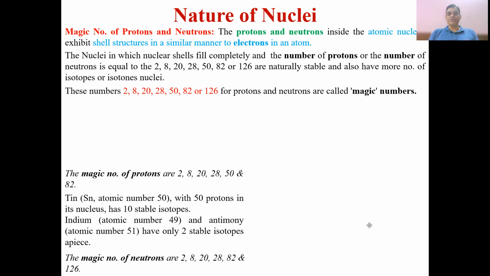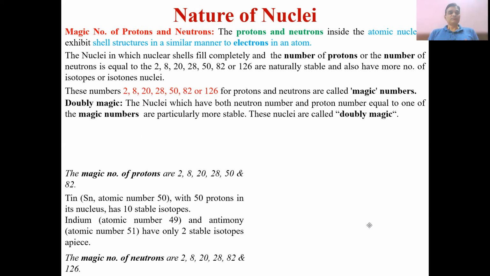Similarly, the magic numbers of the neutrons are 2, 8, 20, 28, 50, 82 and 126. Collectively, these are the magic numbers for the protons and the neutrons: 2, 8, 20, 28, 50, 82 and 126. That is a very important question from the competitive examination point of view.